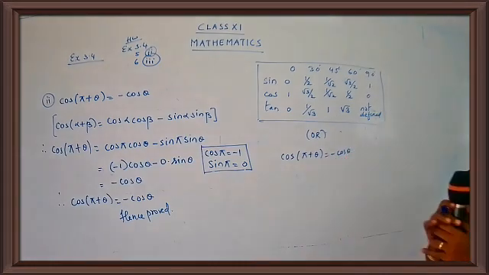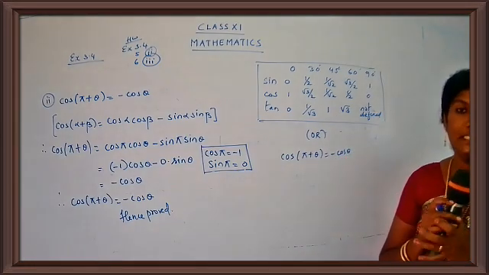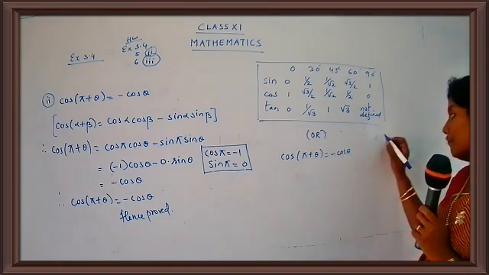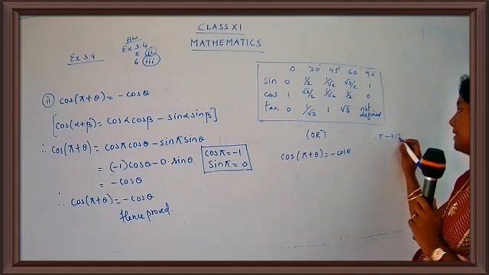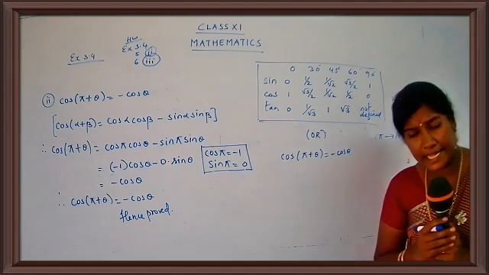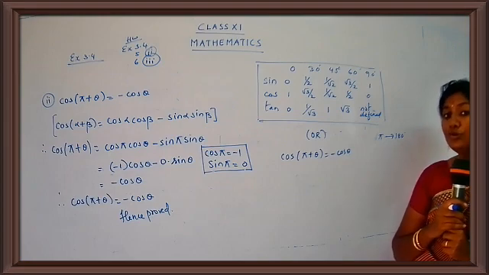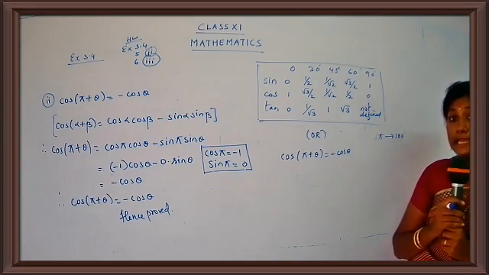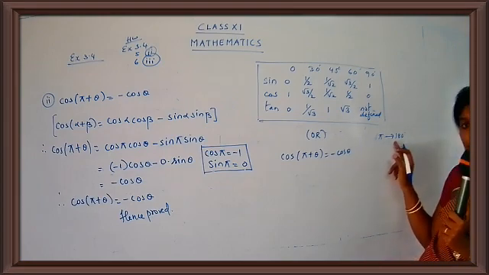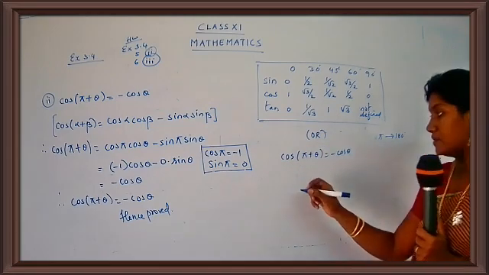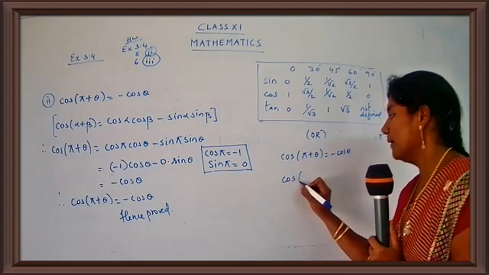The first thing is you are going to check whether it's an odd multiple or an even multiple. This is pi. What is the value for pi? Pi means this is 180. Is 180 an even multiple or an odd multiple, children? 90 into 2. That means it is an even multiple. So when you have an even multiple, what happens? The function remains the same. So I'll write here cos of pi plus theta.